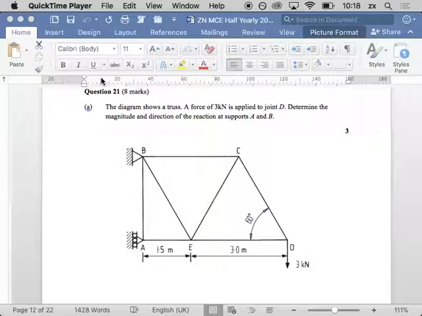Gives me 13.5. So if 2.5 RAs cost me 13.5, how much does 1 RA cost? About 5. Okay, so how much was it exactly? Is it exactly 5? 5.075. Yeah, so it rounds up. 5.08 kilonewtons.